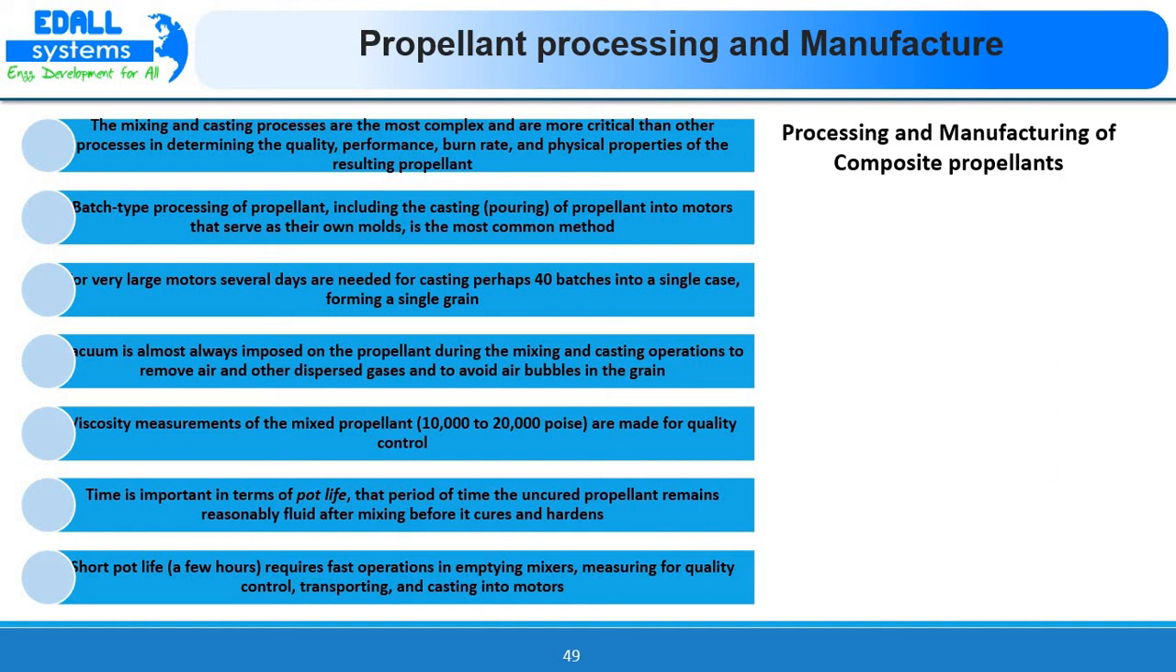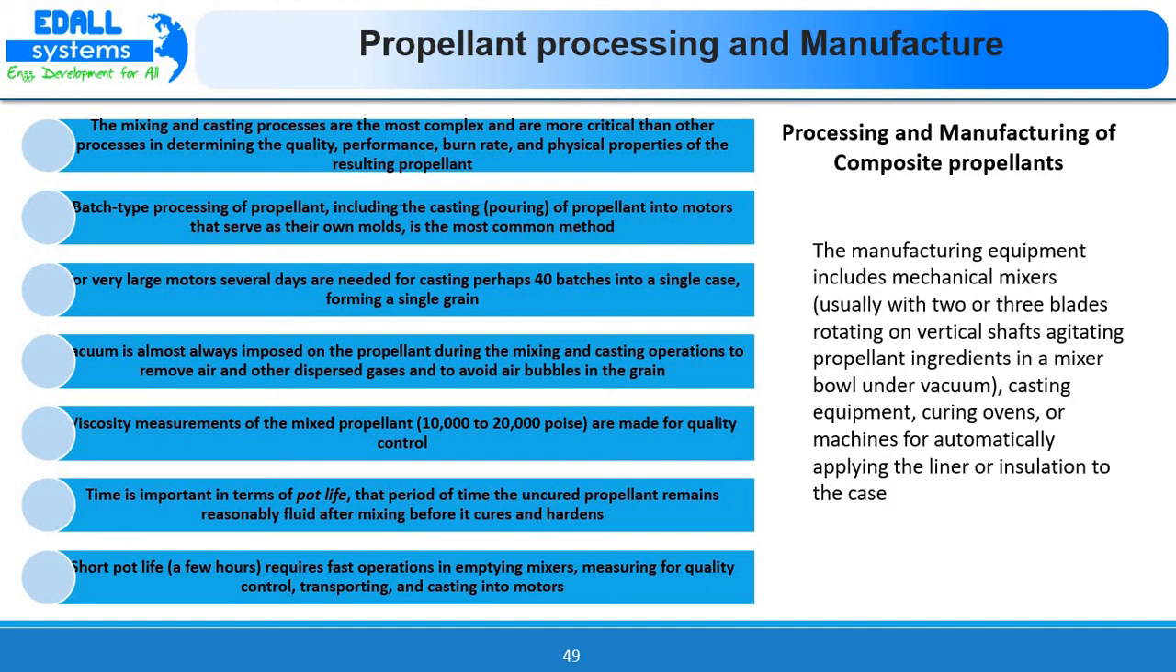Short pot life, that is a few hours, requires fast operations in emptying mixers, measuring for quality control, transporting and casting into motors. So this is the manufacturing process or the processing method for composite propellants, where they are cast into the molds. Vacuum is always present and viscosity measurements are taken.